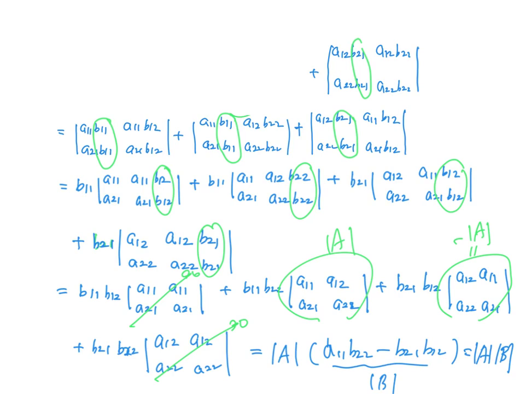So we just showed that the determinant of the product is the product of the determinants, by just expanding the determinant using the 5 properties that we have studied.